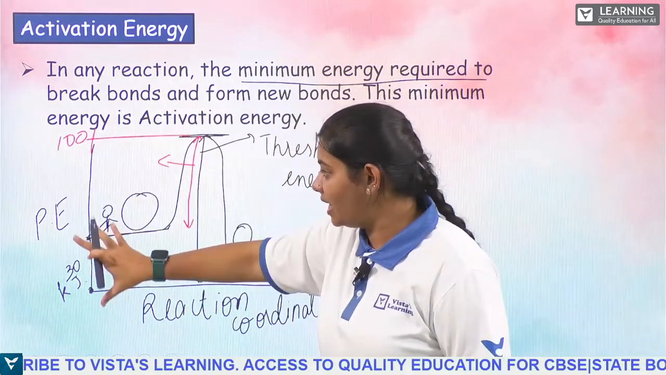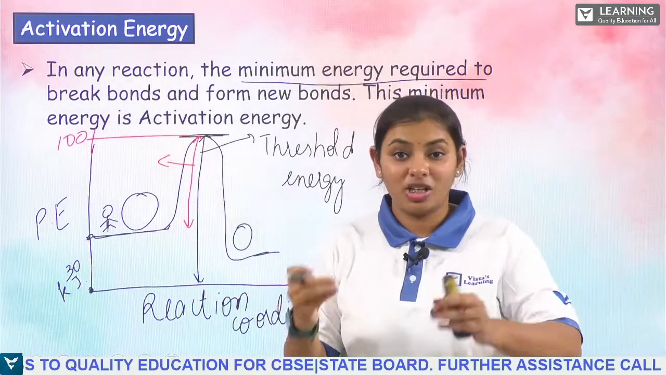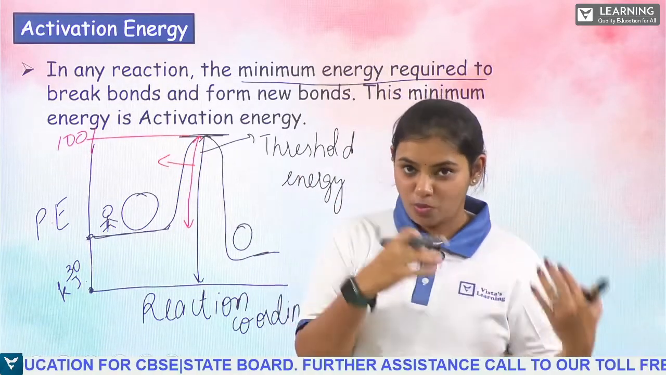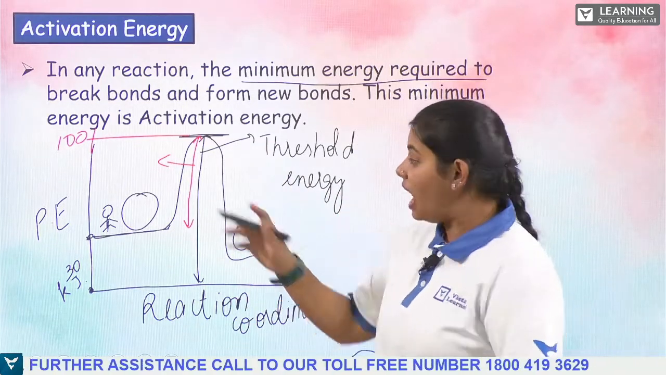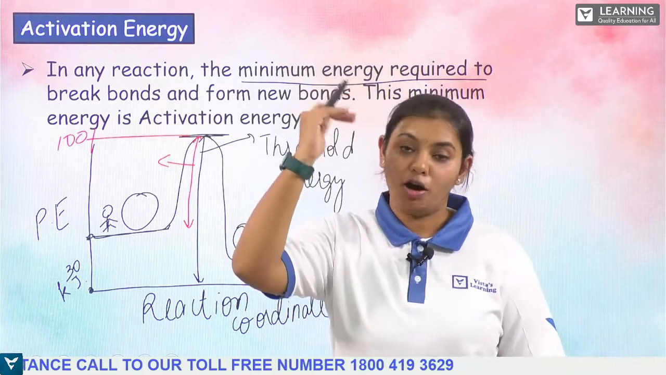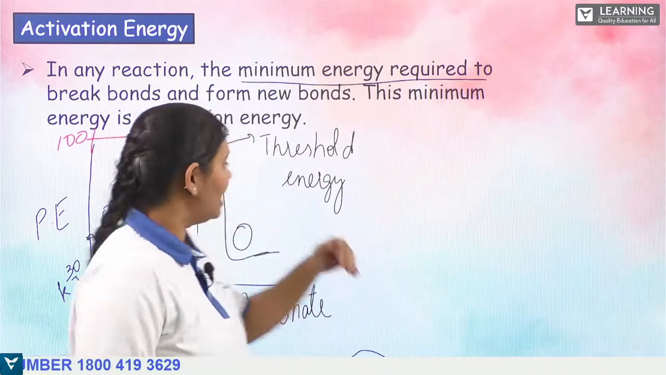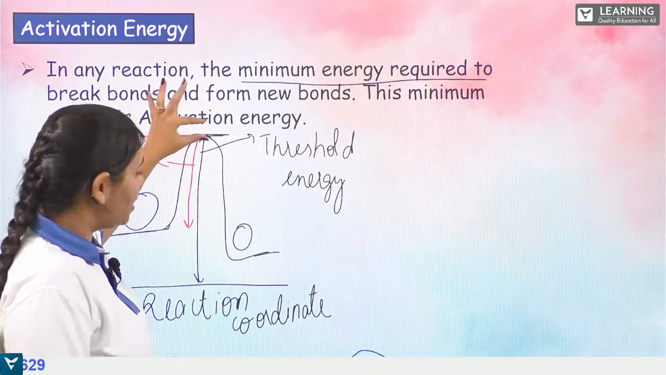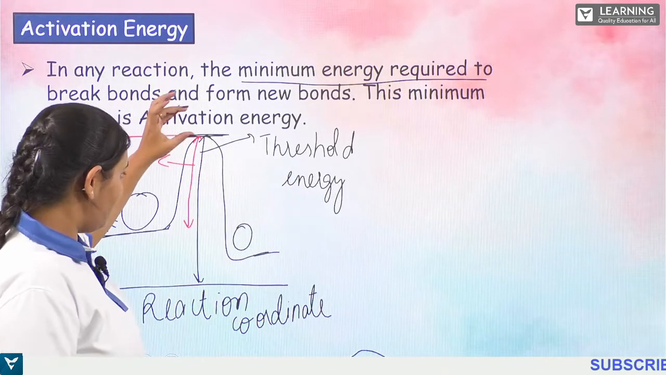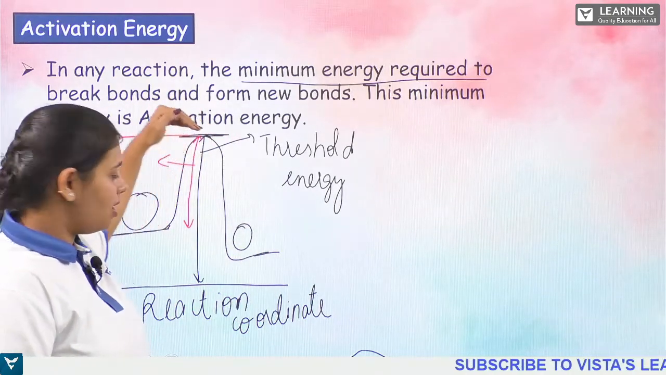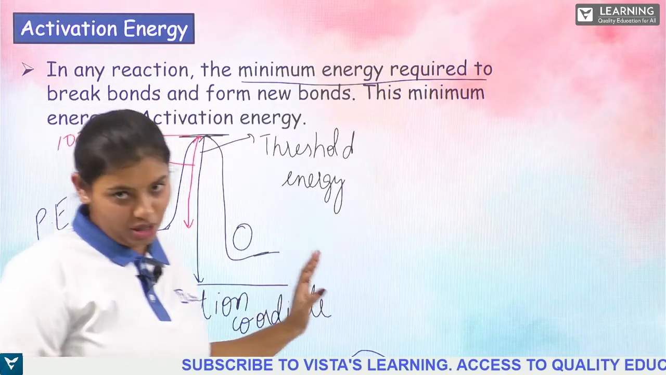So 100 minus 30 is 70. So 70 kilojoules is the minimum energy that we need to provide for the ball in order to pass the threshold energy barrier. After that, it has reached the top of the hill. After that, it's easier for it to go down, right? Because we know the hill is steep. From here, the ball can move very fast, and it will reach the place where it has to reach.